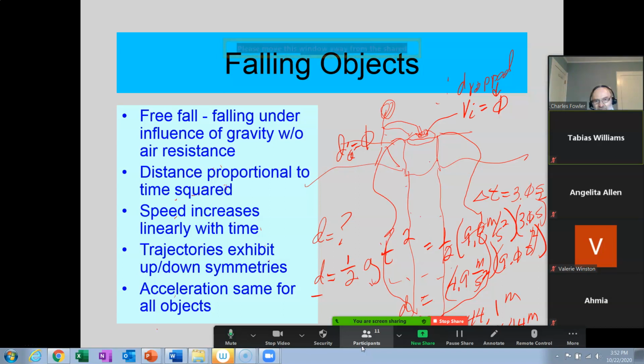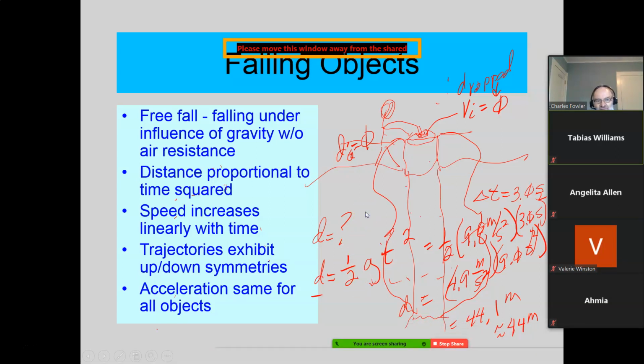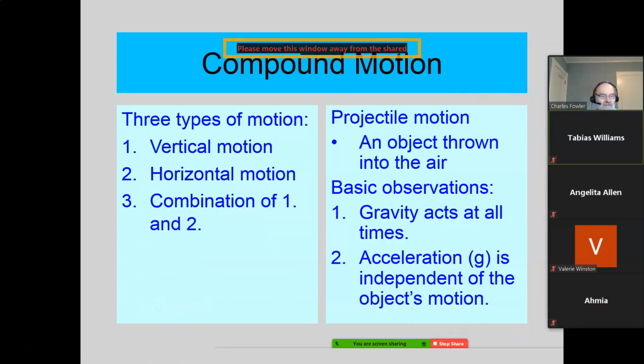Okay, what we do is write down what we know, write down what we're looking for, and see if we can come up with a formula or formulas or steps that get us from one to the other. Okay, so let's see if I can get... I can't get it to advance. There we go. So let's move on to compound motion, which is in 2.5.